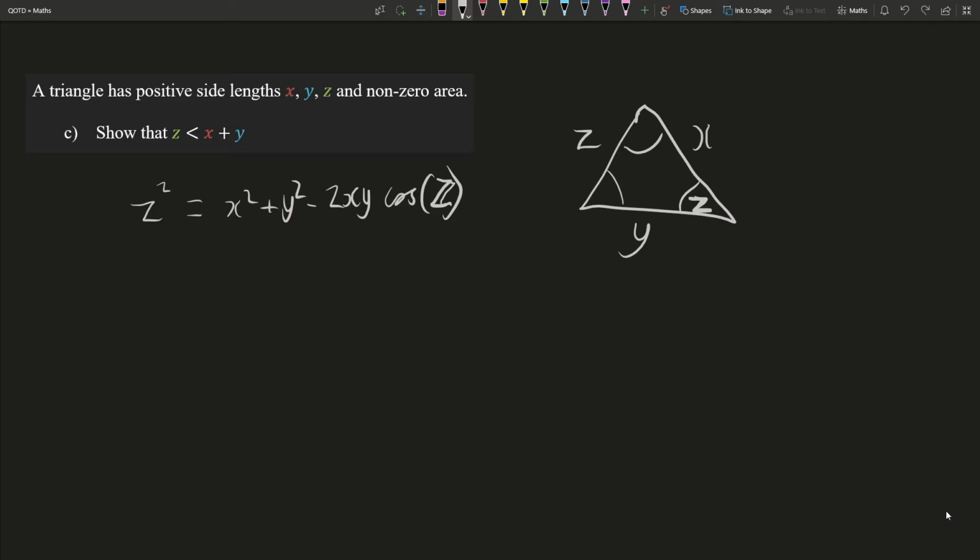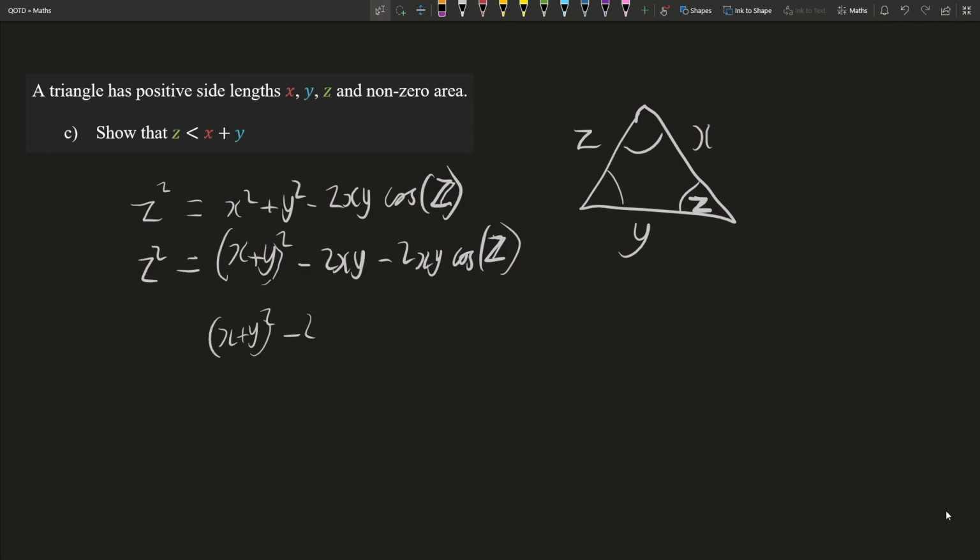Well, again, if we use the same tactic as before, we can exchange x squared plus y squared for x plus y all squared minus 2xy, and then minus 2xy cos of this angle z, and that is still equal to z squared. Then we can combine this term, so we have x plus y squared minus 2xy, and all brackets 1 plus cos of z.